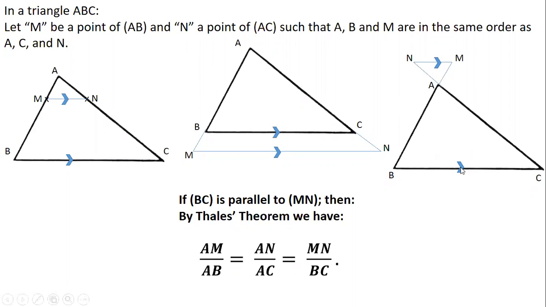Because BC is parallel to MN. Yes, because BC is parallel to MN, then we can apply Thales theorem. Okay, Sireen? From which vertex do you start to apply Thales theorem? A. Okay, apply it, please. AB over AM is equal to AC.